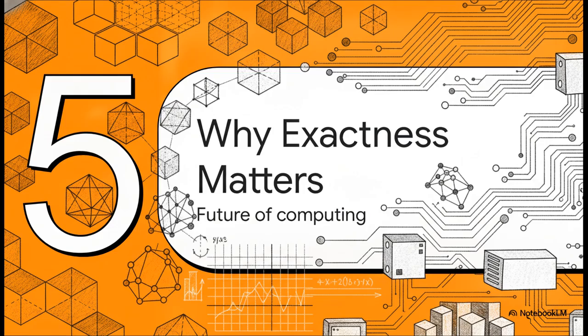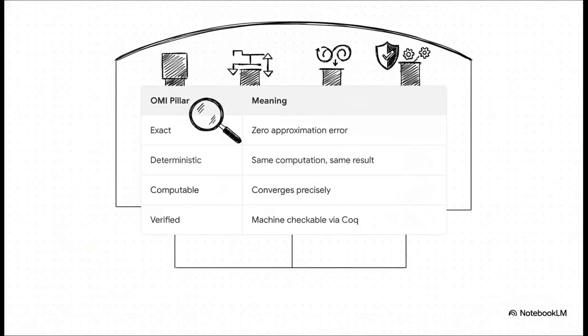All right, we've gone pretty deep into the mathematical weeds today, I know, but let's step back and explain why this structural perfection is actually going to revolutionize the future of computing and networking. These 4 pillars form the absolute bedrock of the OMI system. Exact, meaning literally 0 approximation error. Deterministic, meaning the exact same computation always yields the exact same result, no matter where you are in the world. Computable, meaning the math converges precisely for any required precision. And verified, meaning every single bit of this is machine checkable via those Coq proofs.